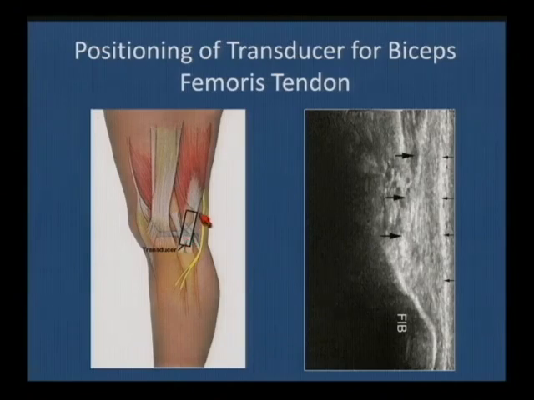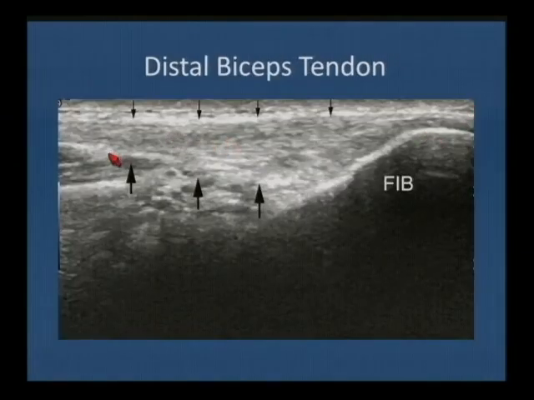So we're going to angle the transducer in the coronal plane along the long axis of the distal biceps femoris tendon. And the biceps femoris is actually quite a large tendon inserting on the fibula. We can see it here. I'll show you this image here though. This is a better view. Here's the fibula.